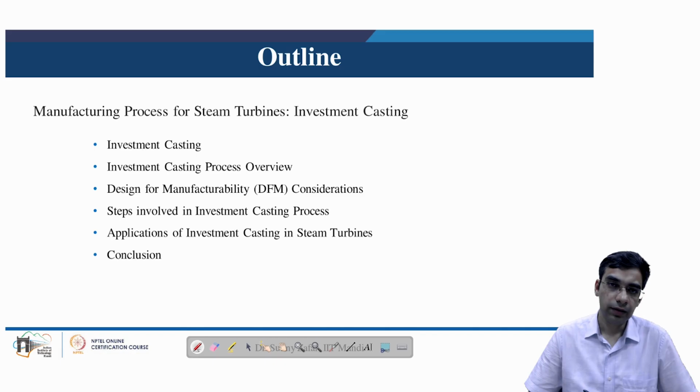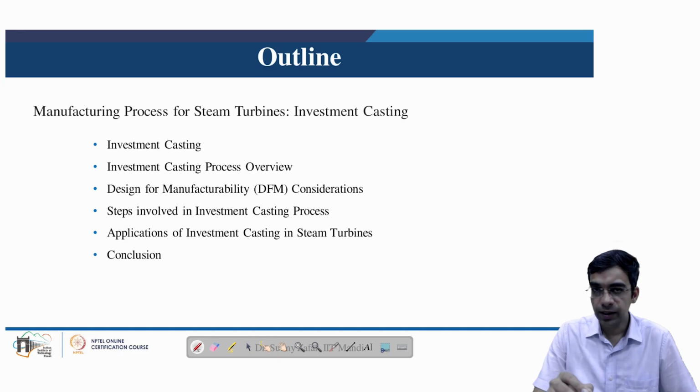We will see what are the design for manufacturability or DFM considerations. We will understand various steps which are involved in investment costing process, and subsequently we will look at how investment costing process is used for steam turbines and conclude this lesson.